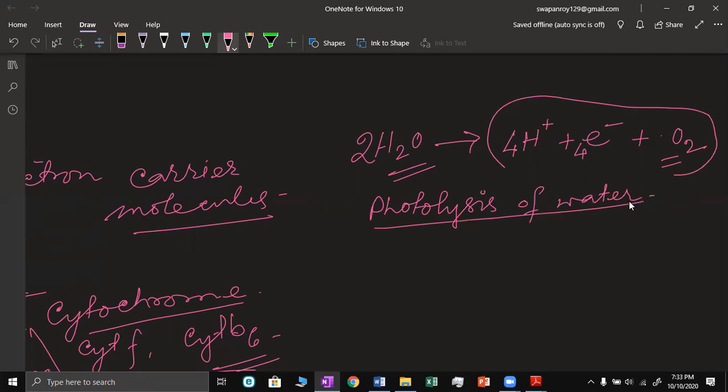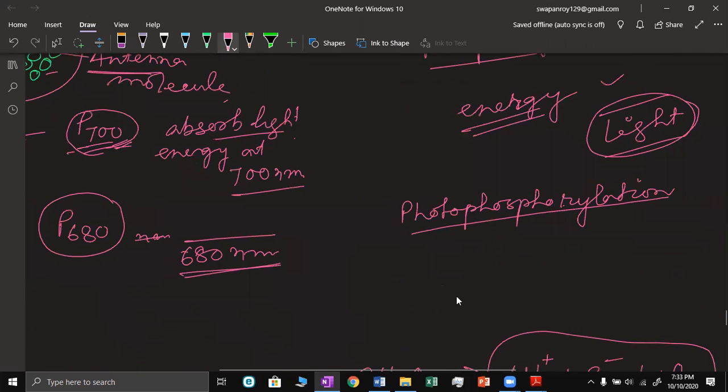Okay, photolysis of water. Like the electrolysis of water, water is split. Here, in lysis, the splitting of water takes place with the energy from the light. So it is called photolysis of water.